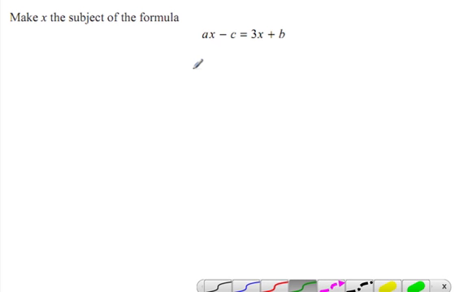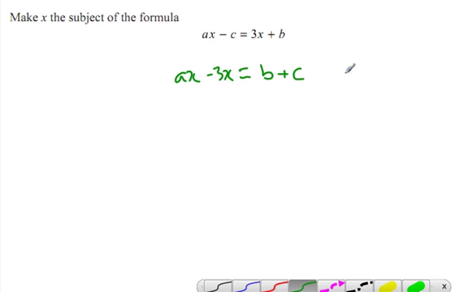Make x the subject. These are nice. So you've got x's now in more than one place. This is why this one's a little trickier again. Okay, so let's just first of all get all the x's on one side. So we've got ax minus 3x, and I'm going to add that c as well. Two steps at once. We can do that. We're getting good at these.